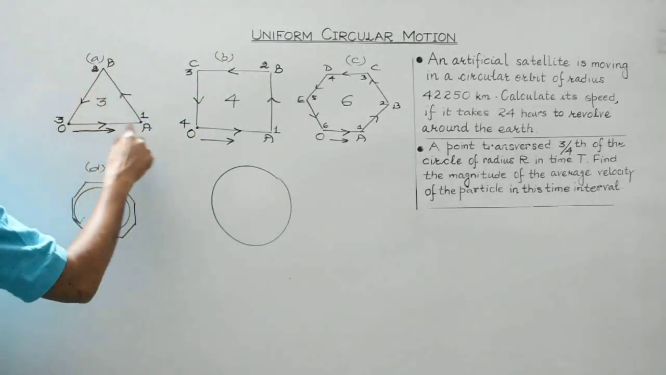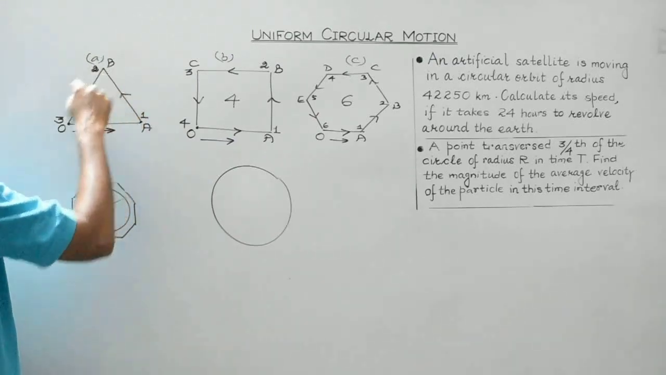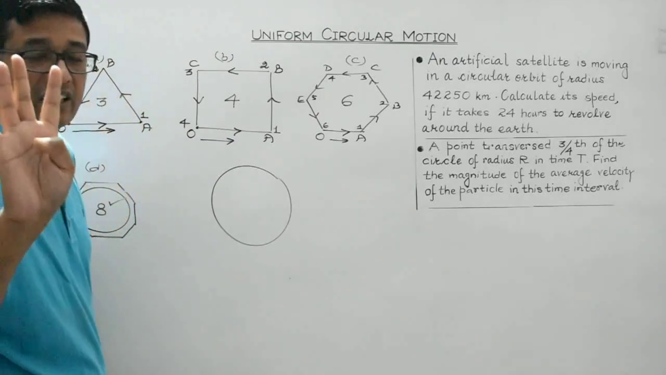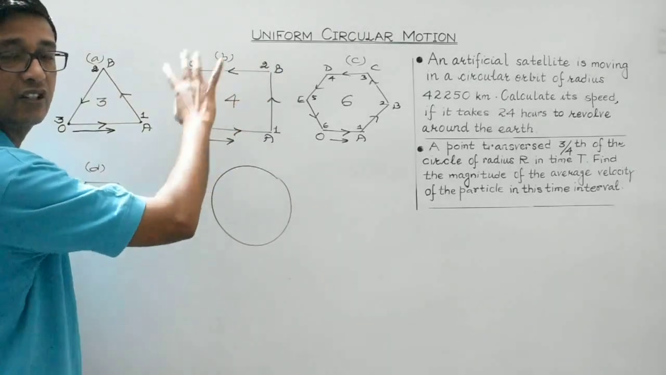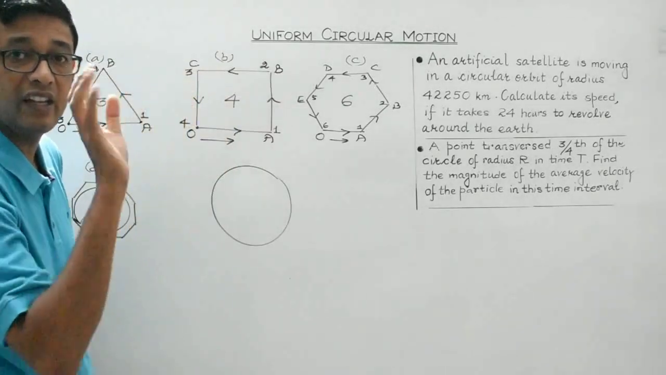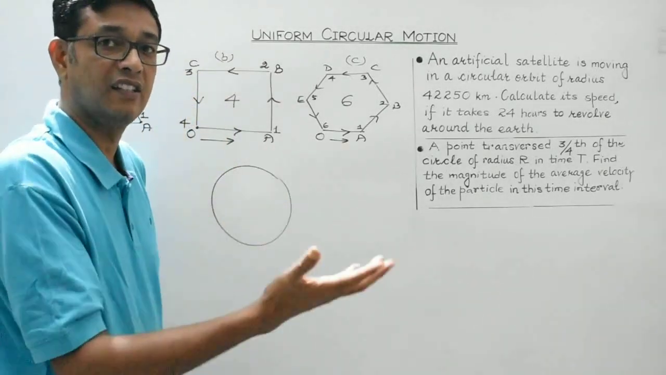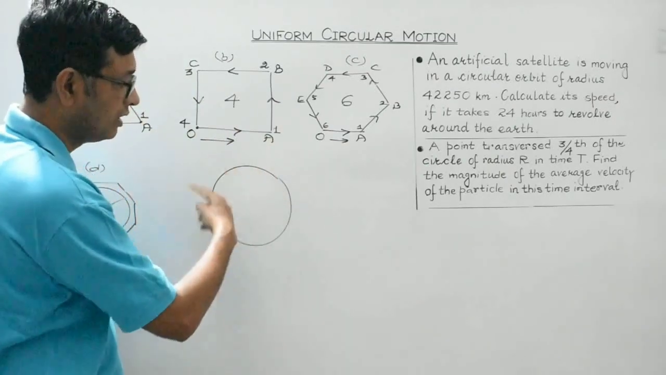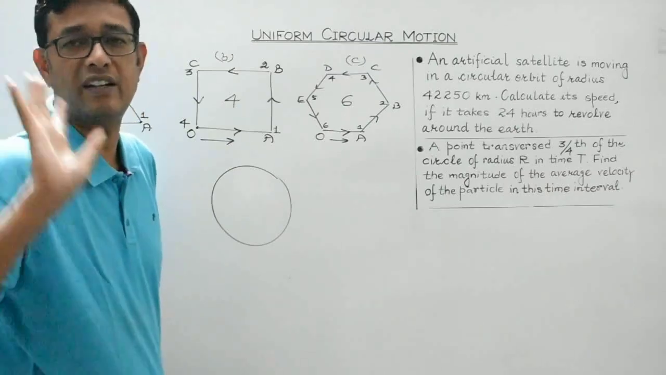In order to follow a closed path having 3 sides, a person, in order to complete the loop, has to change direction 3 times. If the number of sides is 4, he has to change his direction 4 times. If the number of sides is 8, he has to change his direction 8 times. In the case of a circle, it is a polygon of infinite sides. Therefore, a body moving along a circular path has to change its direction infinite times.